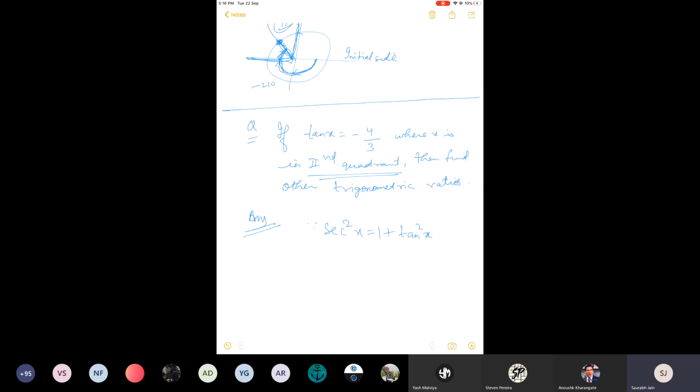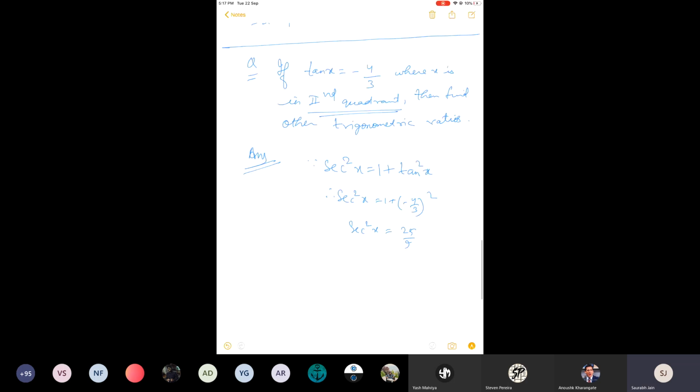Now sec squared x is 1 plus tan squared x. Sec squared x is 1 plus 16 by 9, that is 25 by 9. It is a square, so you know that two values can be there. Two values may be possible. Sec x equals plus minus 5 by 3. But what will be your answer?